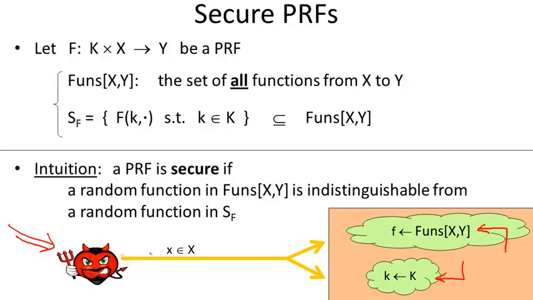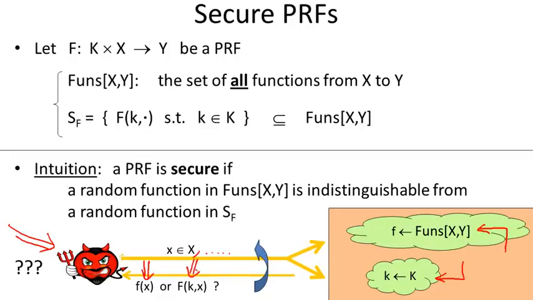And now what this adversary is going to do is submit points in X. He's going to submit a bunch of X's, in fact, again and again and again. So he's going to submit x1, x2, x3, x4. And then for each one of those queries, we're going to give him either the value of the truly random function at the point x or the value of the pseudo-random function at the point x. So the adversary doesn't know which one he's getting.